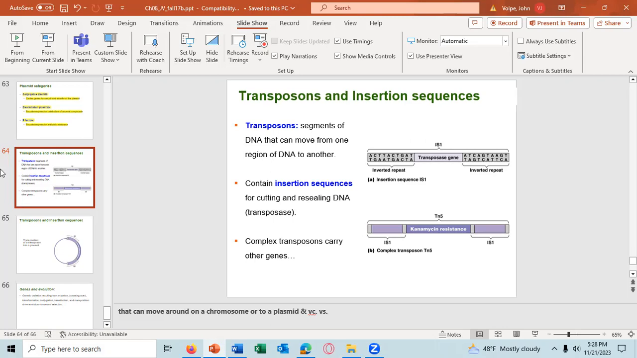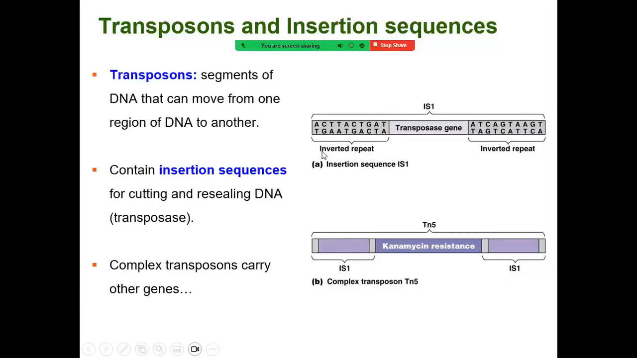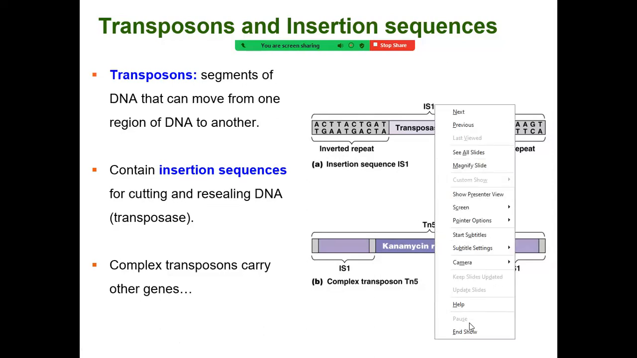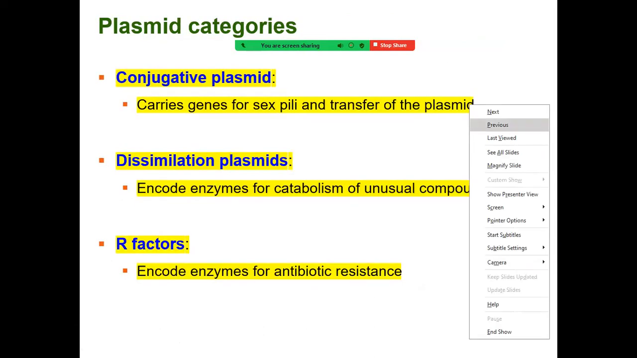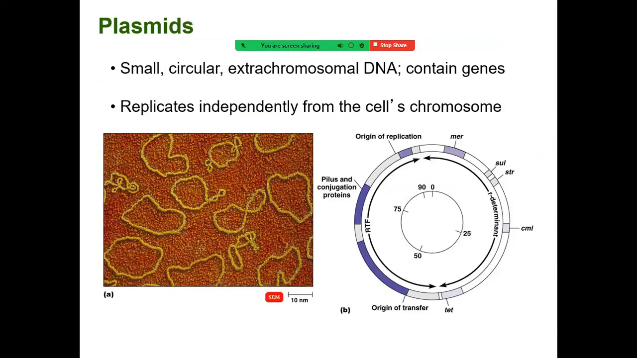Transposons always have insertion sequences on their edges. Like right here, an inverted repeat is the insertion sequence. And it's thought that the inverted repeat helps the transposon move from one piece of DNA to another. Let me see if I can go back and show you that. Not really.